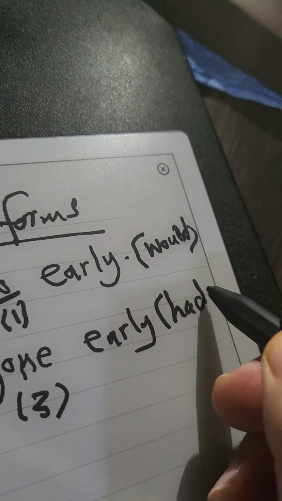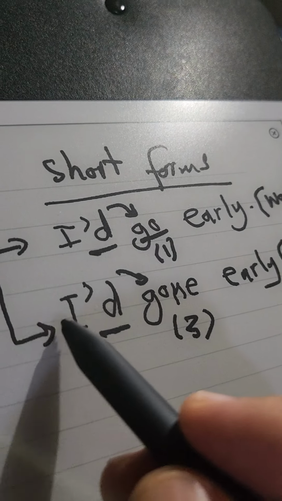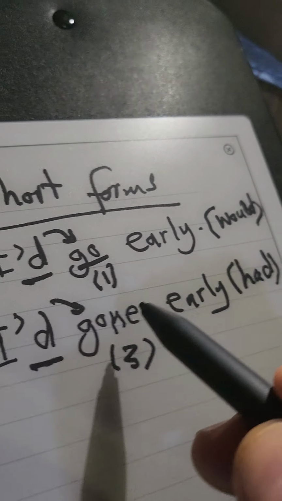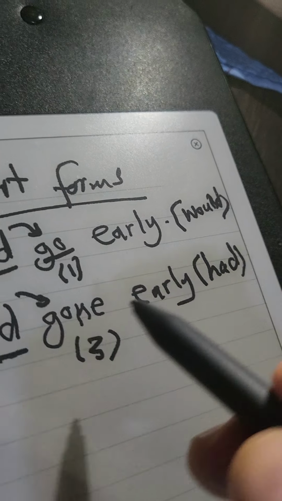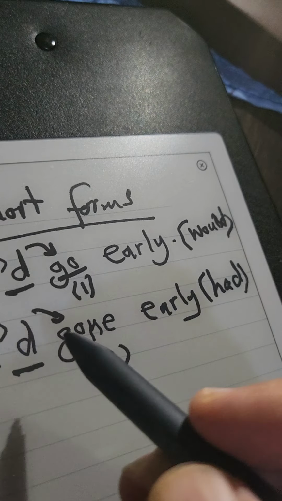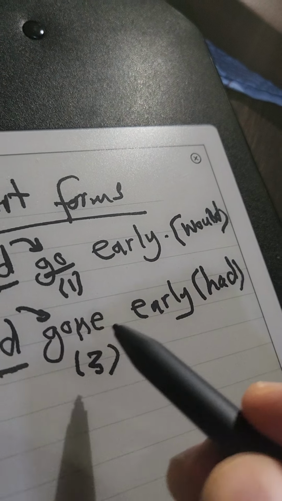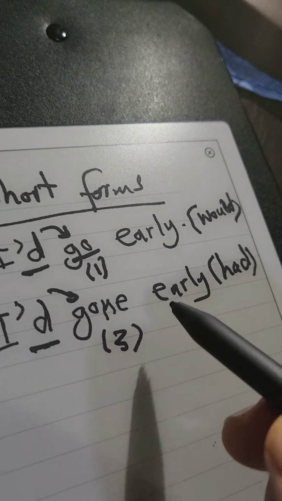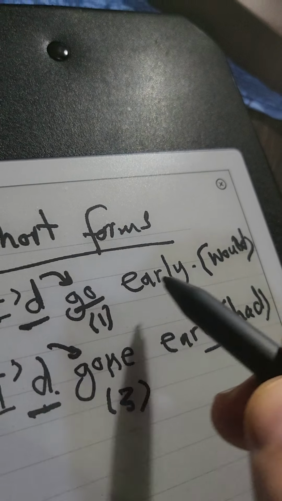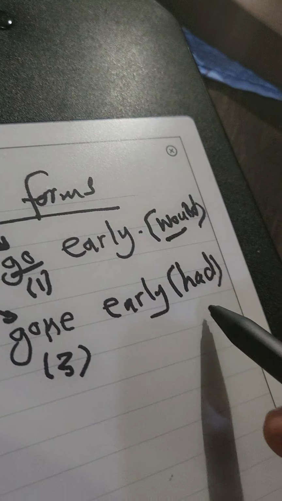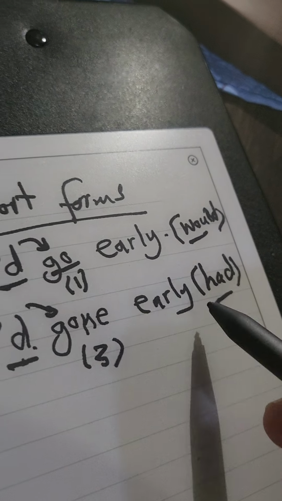It is what? It's had. So I had gone, I had spoken English, I had written English homework. So I had gone means I had. I'd go means I would. So it is would or had.